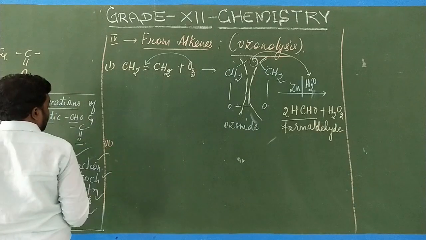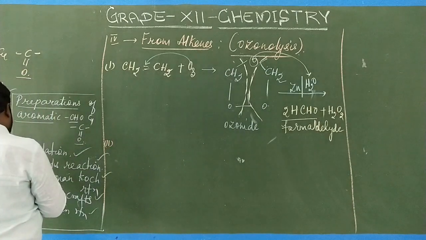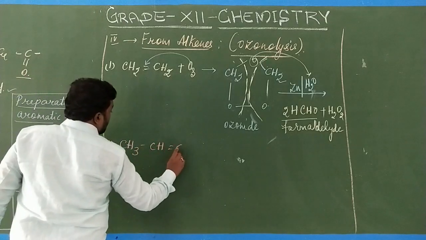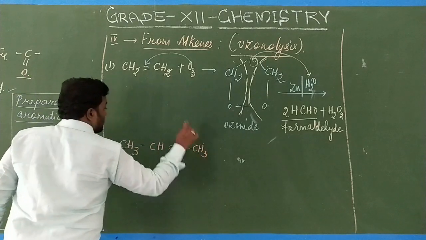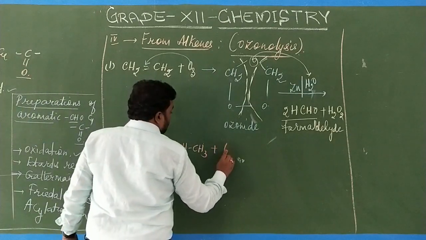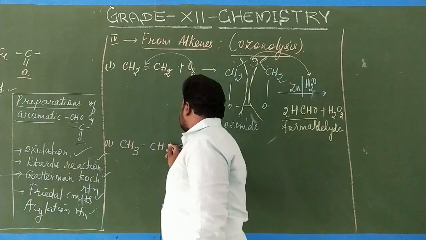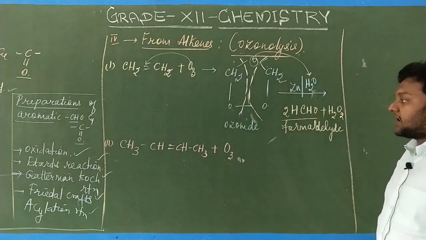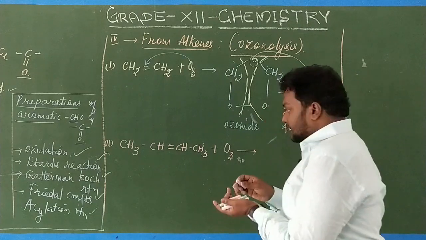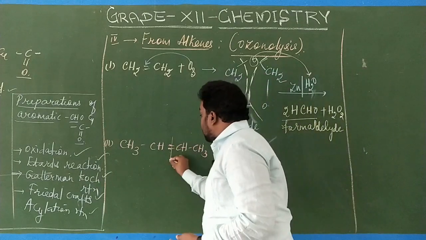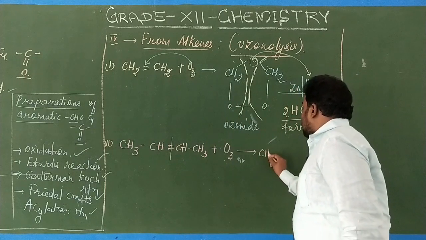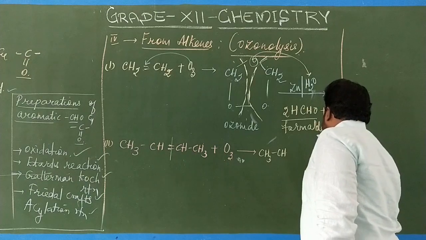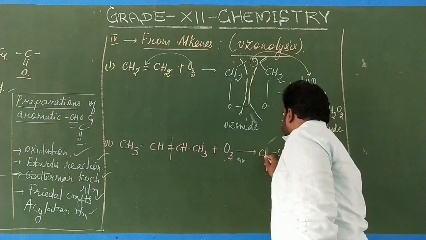Now coming to the second reaction, we will take an example: CH3–CH=CH–CH3. On treatment with ozone, the lysis will take place where there is an unsaturation, where the double bond is present. When the bond gets cleaved, it gives rise to the formation of CH3–CH, and similarly CH3–CH. You can write this like this also.